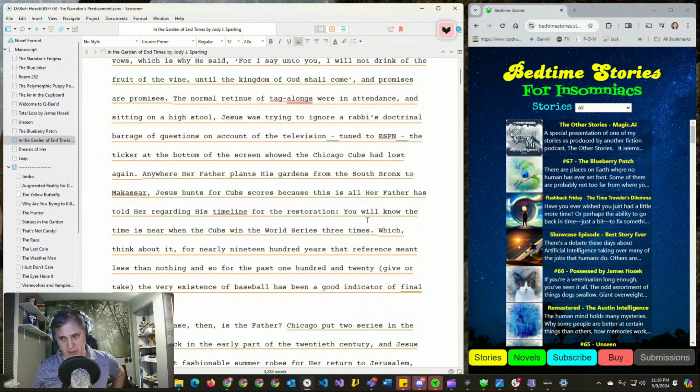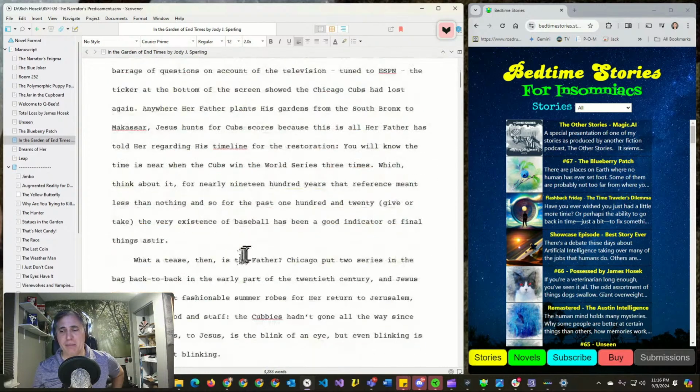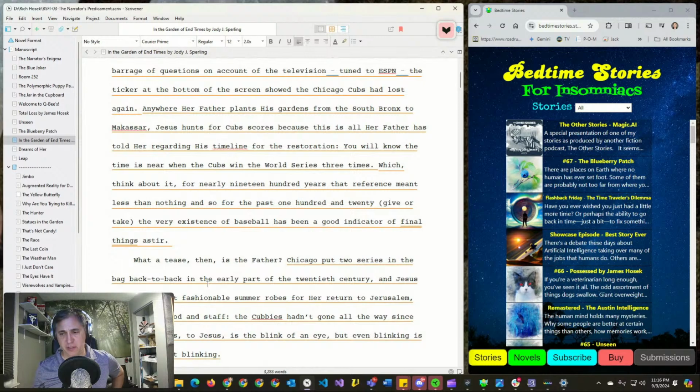Which, think about it, for nearly 1900 years, that reference meant less than nothing. So for the past 120, give or take, the very existence of baseball has been a good indicator of final things to stir. What a tease, then, is the Father? Well, Chicago put 2 series in the bag back to back in the early part of the 20th century, and Jesus was picking out fashionable summer robes for her return to Jerusalem. But hold the rod and staff, the Cubbies hadn't gone all the way since 1908. Which, yes, to Jesus is the blink of an eye. But even blinking is longer than not blinking.